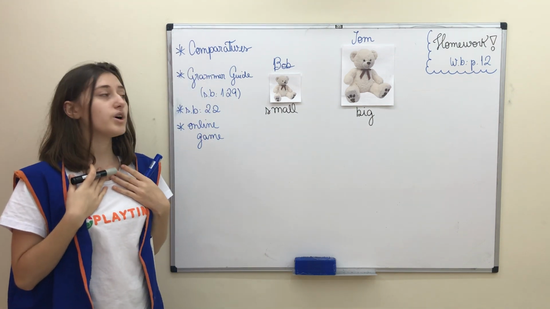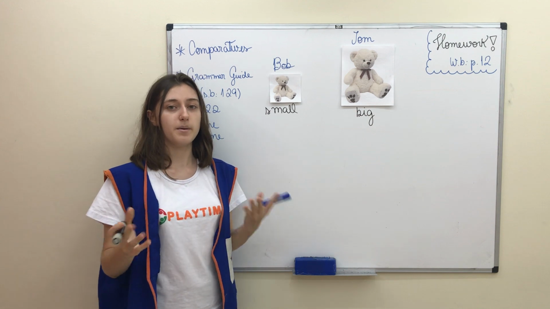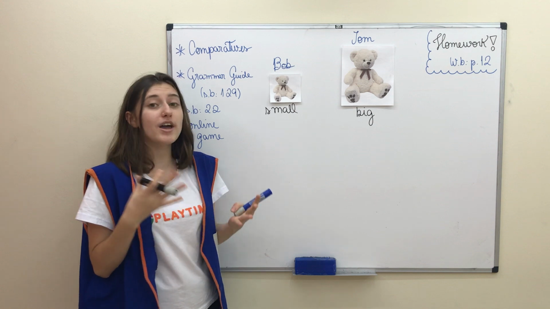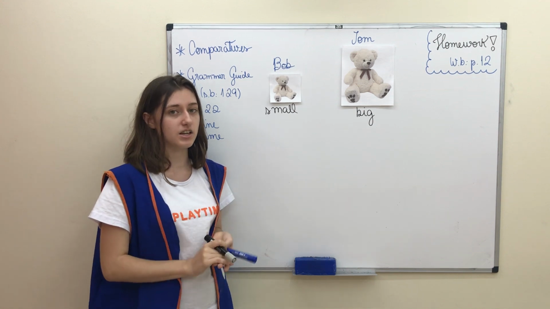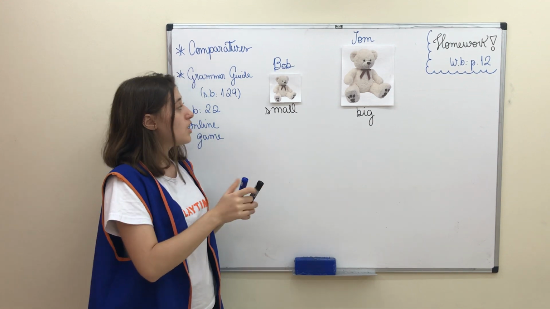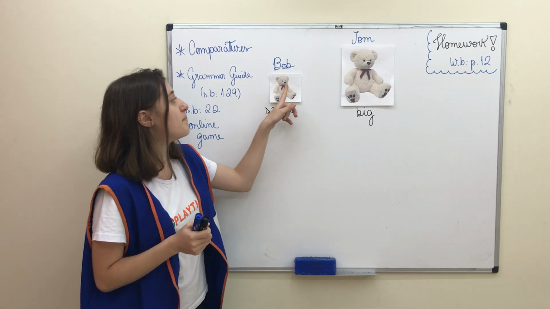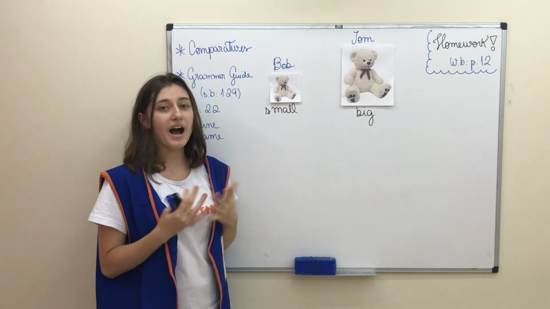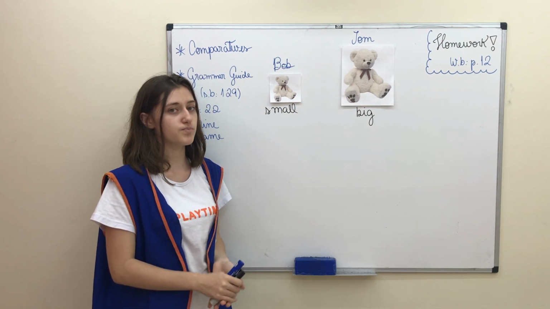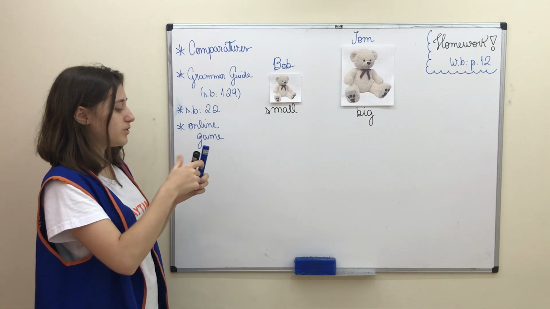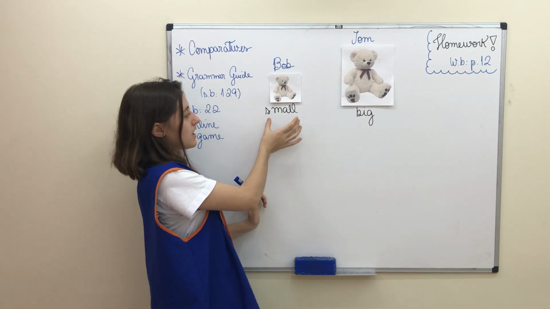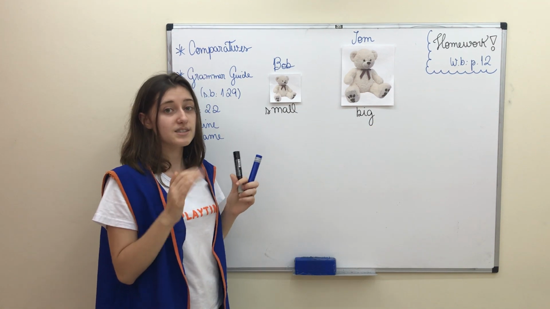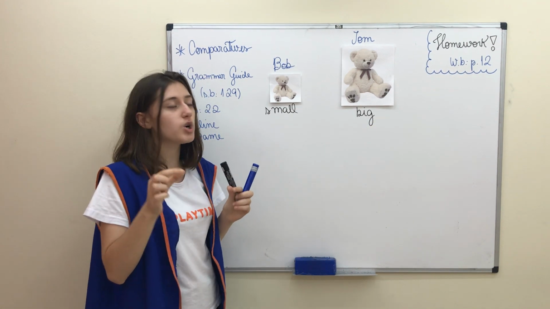So what if I want to compare them? Comparar, how do I do this in English? How do I compare two things in English? Do you know? For example, what if I want to say that Bob é menor do que o Tom? How do I say this in English? So this is how we do with small words, okay? Small and big are short words. São words curtas, okay? Short words.